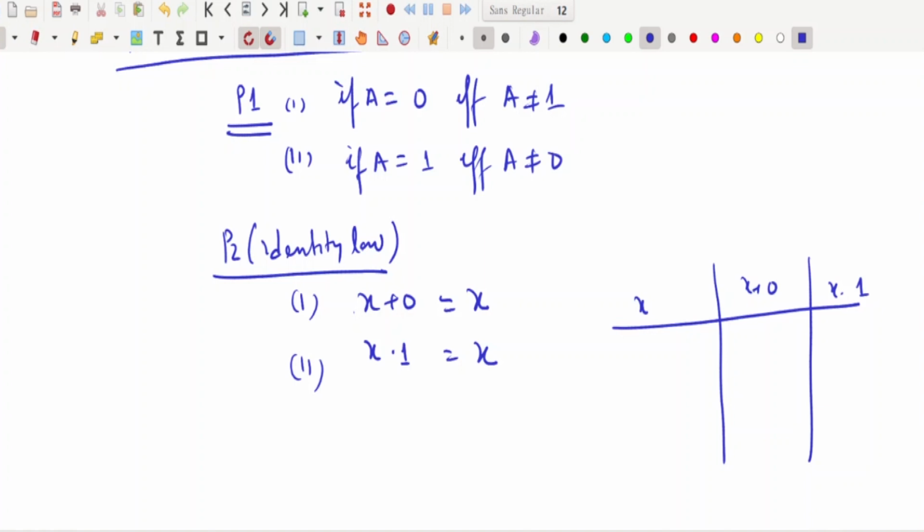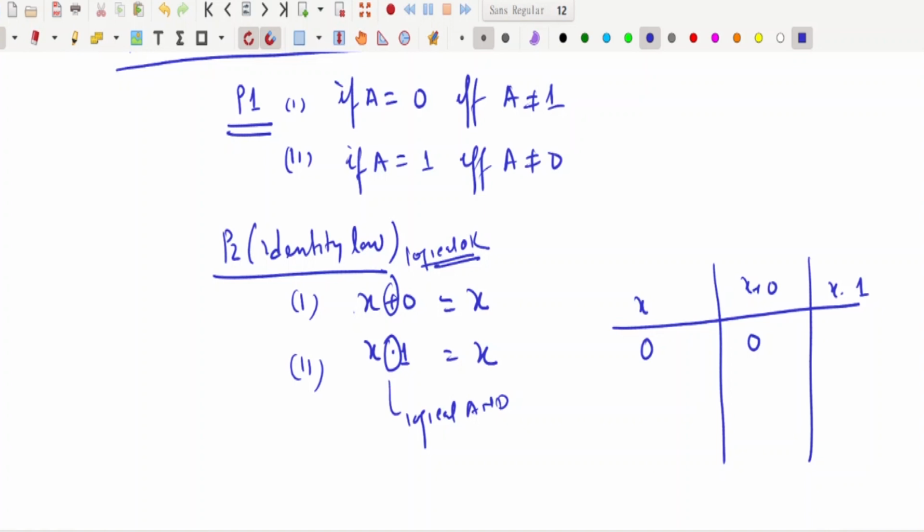When X is 0, 0 plus 0 is also 0, and this is treated as a logical OR. And X dot 1 is treated as a logical AND. We already discussed logic gates, in which we covered the meaning of logical OR, meaning the OR gate, and logical AND, meaning the AND gate. The AND gate produces output 1 when all the inputs are 1, and the OR gate produces output 1 when any one of the inputs is 1.